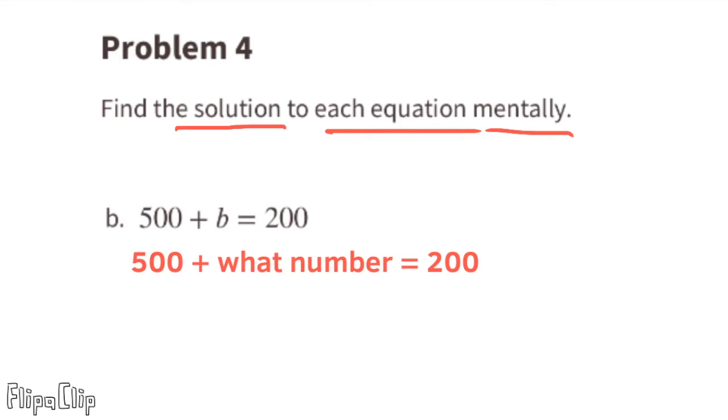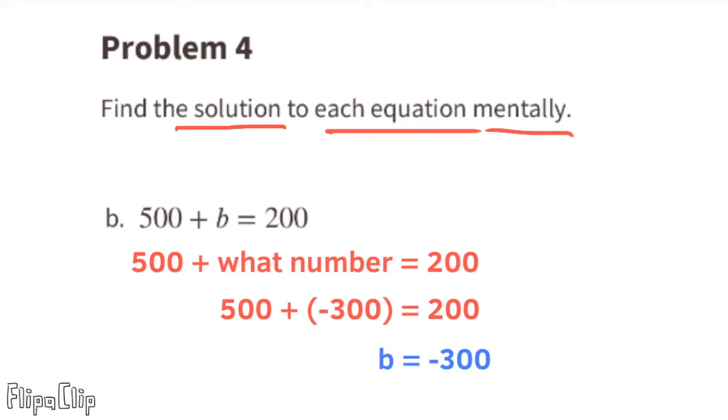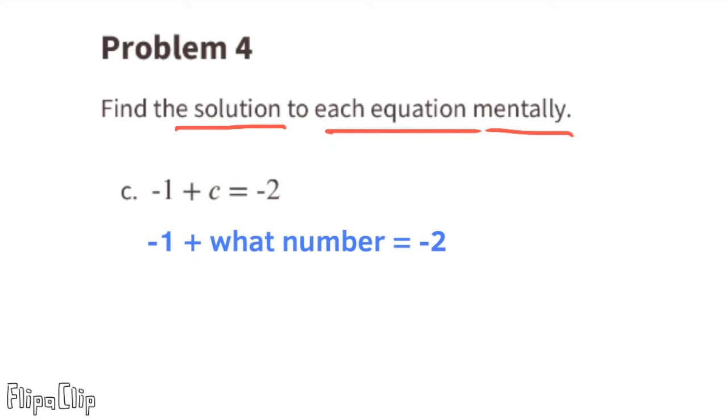B, 500 plus B equals 200. 500 plus what number equals 200? 500 plus a negative 300 equals 200. B equals negative 300. C, negative 1 plus C equals negative 2. Negative 1 plus what number equals negative 2? Negative 1 plus a negative 1 equals negative 2. C equals negative 1.